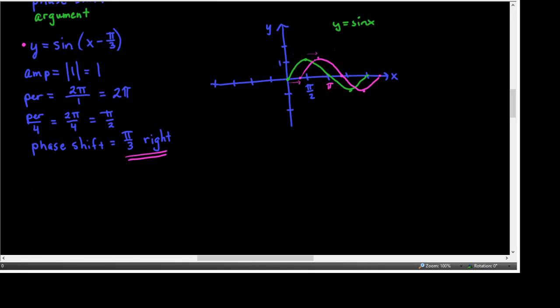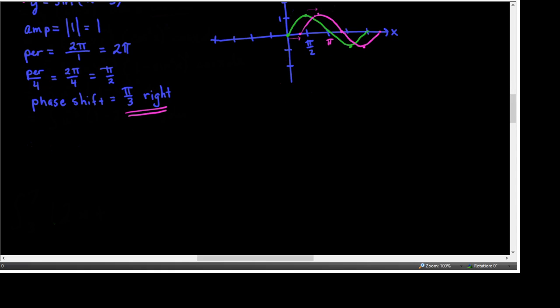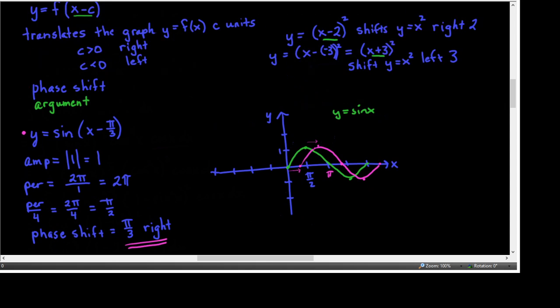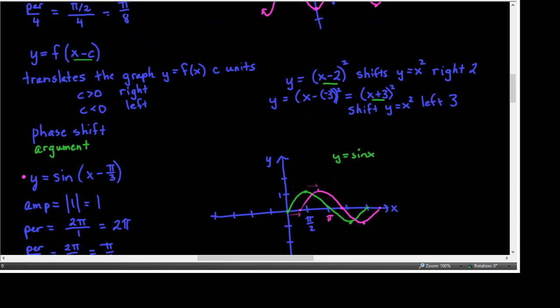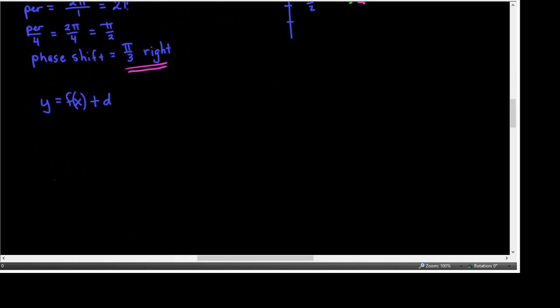So then the next thing that we're going to deal with is vertical translations. And what that will look like is y equals f of x plus d. Did I write it generically like that, or did I just use sine of x? Oh yeah, I did f of x up there. Okay. f of x plus d shifts or translates the graph vertically.